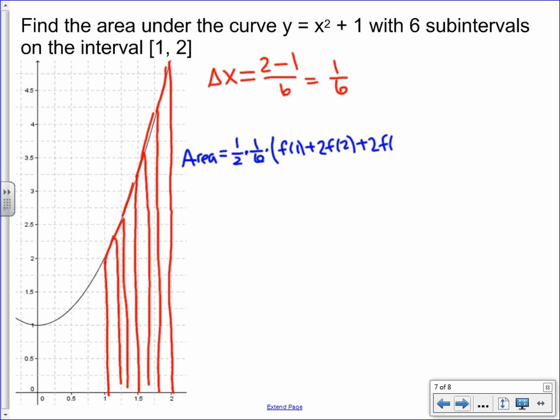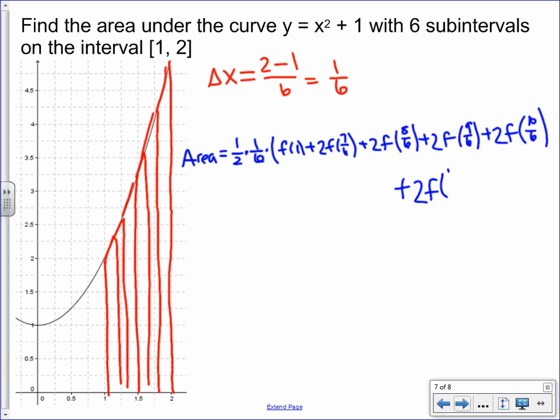What is our next base? What number are we going to plug in? 7/6, because that's our delta x, so we have to add a 1/6. Then 2 times f of 8/6, 2 times f of 9/6, plus 2 times f of 10/6. How do I know when to stop using 2's? And our last one is the end of our interval, f of 2.